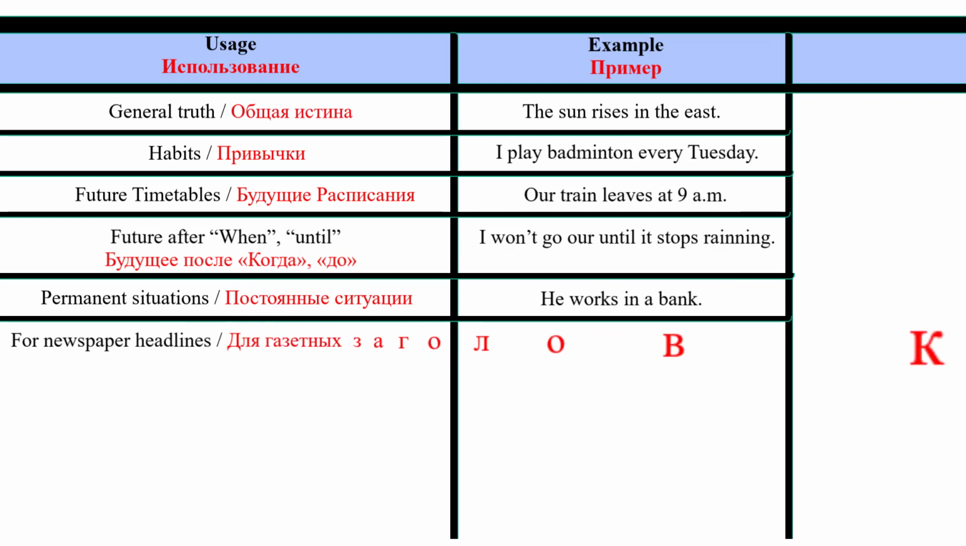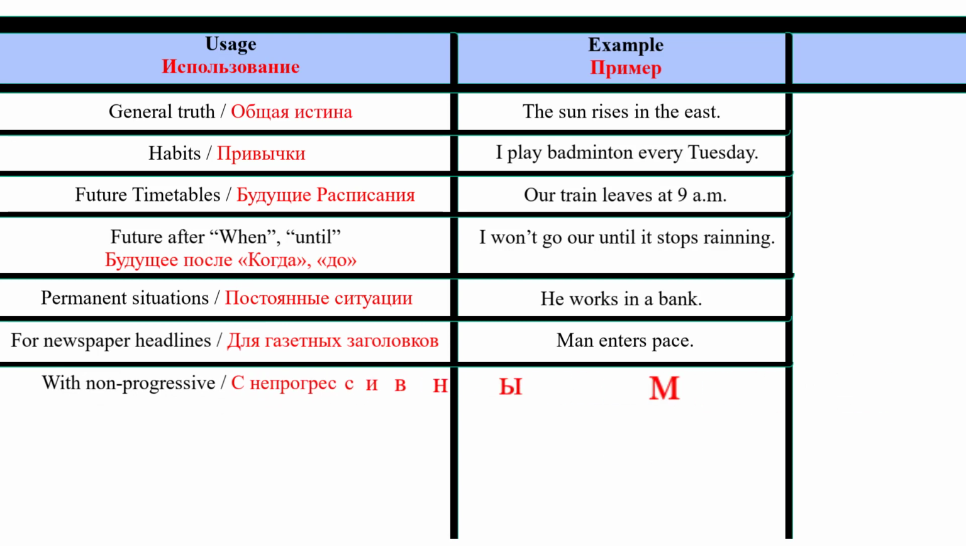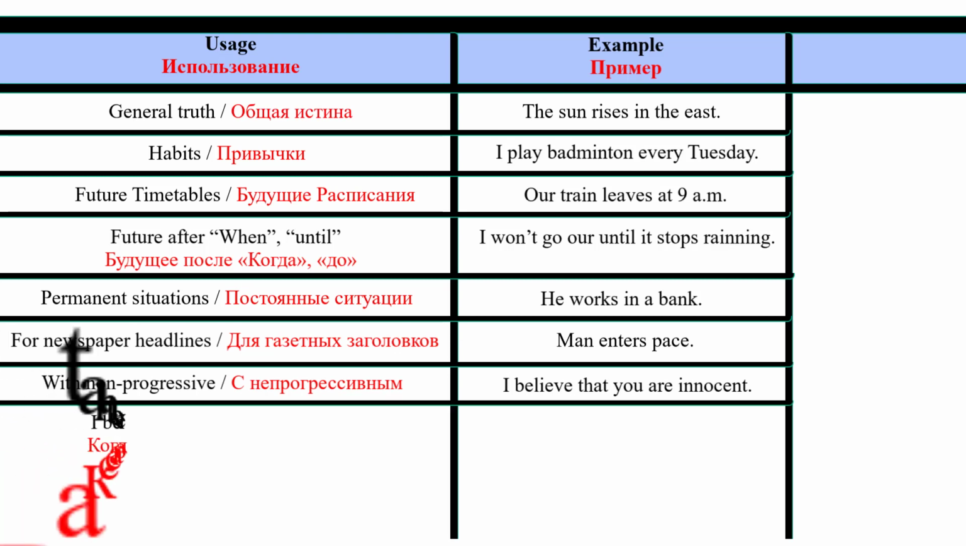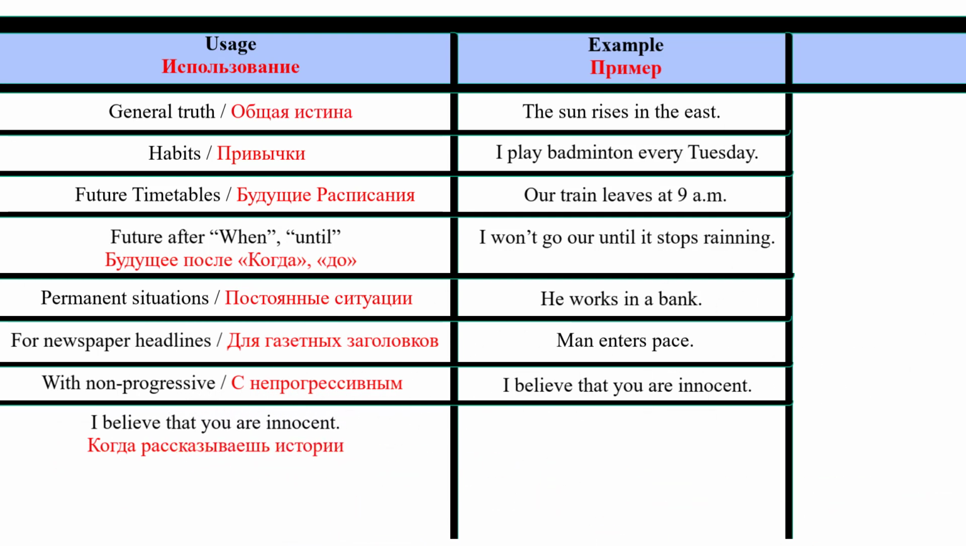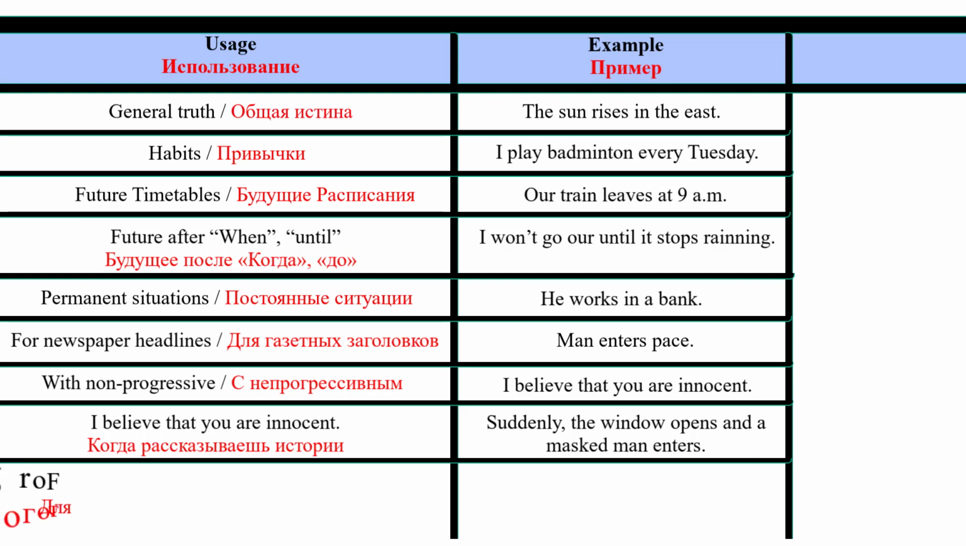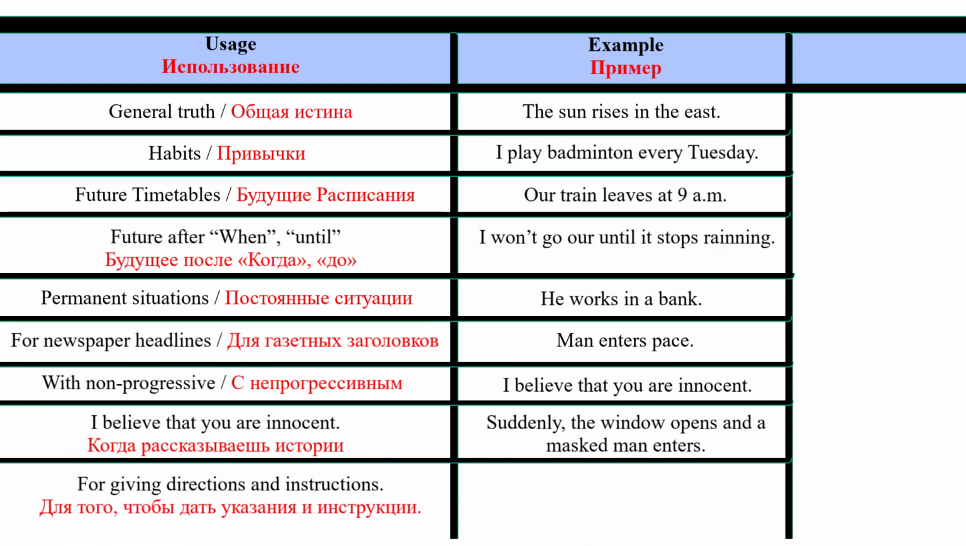For newspaper headlines: man enters space. With non-progressive verbs: I believe that you are innocent. When telling stories: suddenly the window opens and a masked man enters. For giving directions and instructions: first of all, you break the eggs and whisk with sugar.